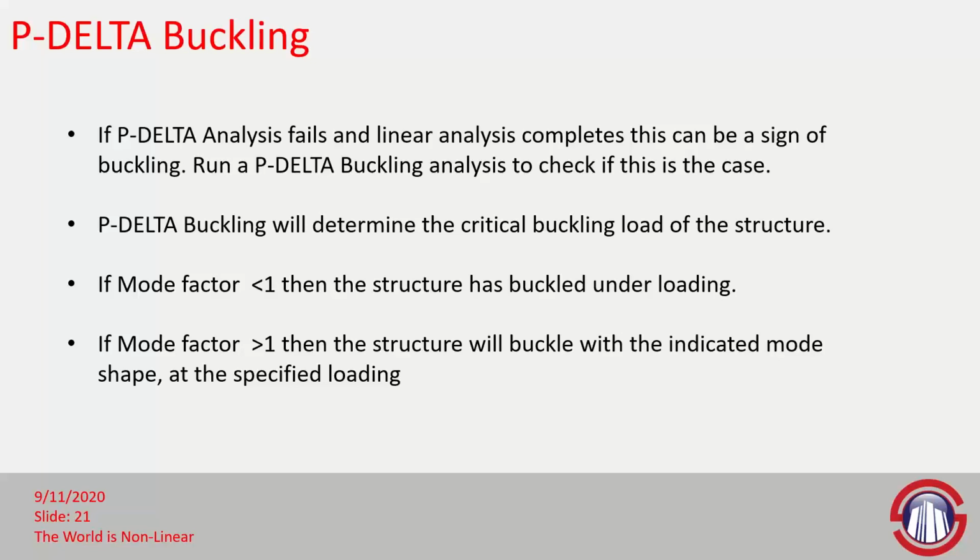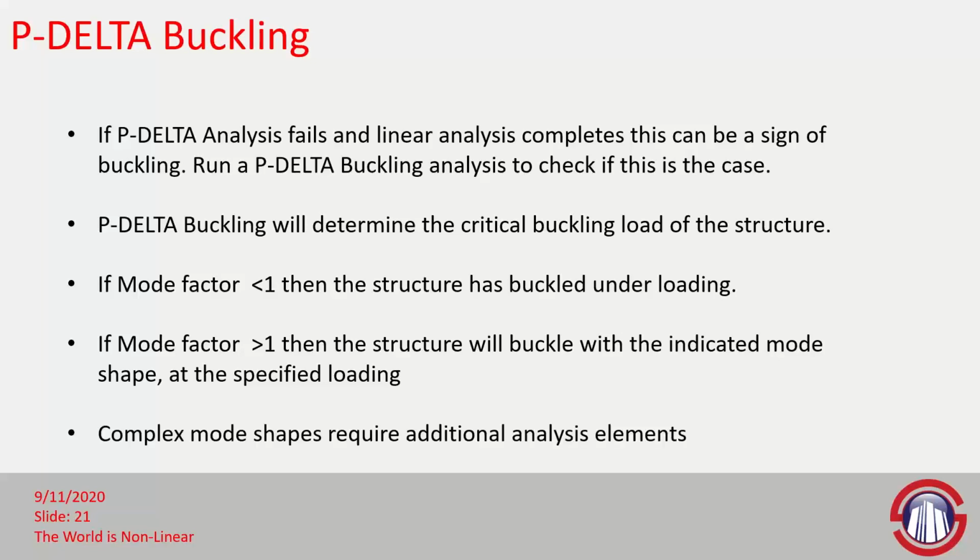Let's say that that factor is 2.4. Well, then that's going to indicate that you need to increase those loads by 2.4 times in order to cause that type of buckling mode failure. And because this will use mode shapes and eigenvalue analysis, we do recommend additional analysis elements to really increase the accuracy of your model, especially if you're looking at potentially complex buckling mode shapes.